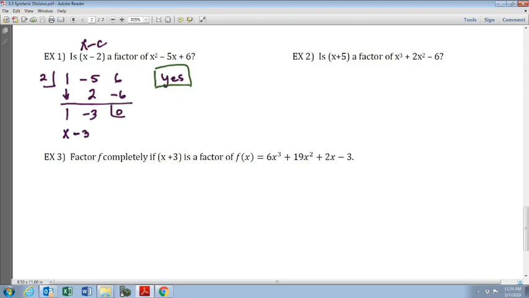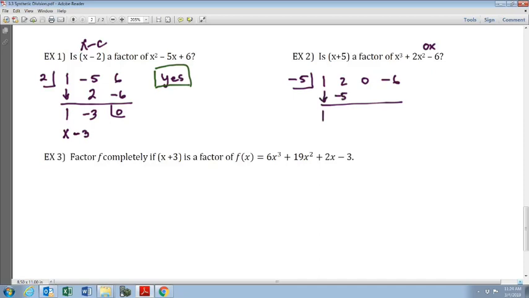All right, so you might want to try number 2. Again, if you get a remainder of 0, then you know it's a factor. If you don't get a remainder of 0, then it's not. So here you put negative 5 in the box, and your coefficients, notice you are missing an x term, so we got to put a 0x there. So we'll need a placeholder of 0 right there. And so let's go ahead and do the synthetic division.